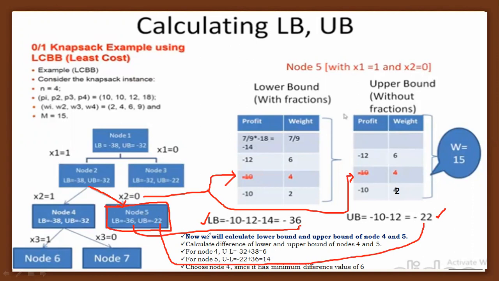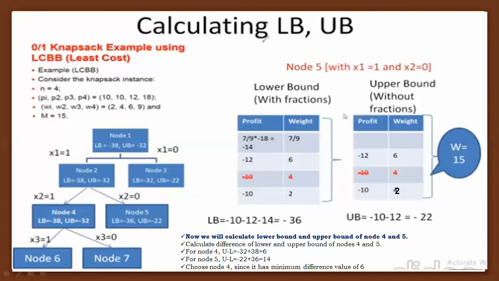Once the lower bound and upper bound values are generated, now compare node 4 and node 5. For node 4, you need to find upper bound minus lower bound. What is that value? You will get 6. For node 5, upper bound value minus lower bound value, you will get 14.